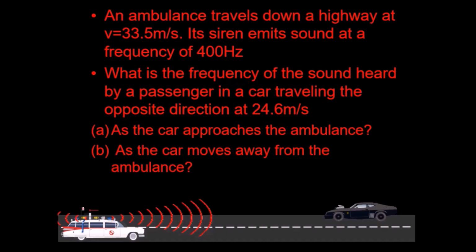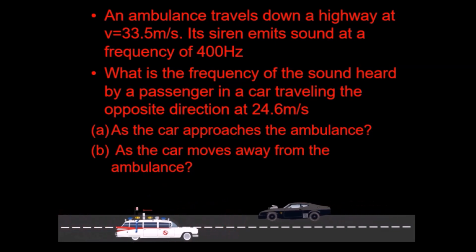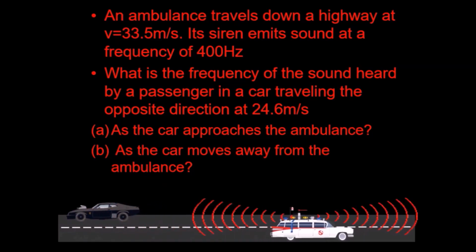So as an example, here we have an ambulance, well actually Ecto 1, travelling down a highway at 33.5 meters per second. Its siren is emitting sound at 400 Hertz. So F here is 400 Hertz, 400 cycles per second. What's the frequency of the sound heard by a passenger in a car travelling the opposite way at 24.6 meters per second? So the ambulance is moving at about 34 meters a second from the left to the right, and the car is moving at about 25 meters per second from the right to the left.